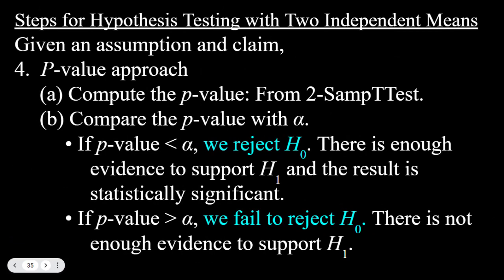Step 4, the p-value approach. This is the one we're going to use. First of all, we're going to compute the p-value from the 2-sample t-test. That's just an option on our calculator, so we'll find that. Next, compare the p-value with alpha. And remember, if the p-value is less than alpha, we will reject the null hypothesis. And that means there is enough evidence to support our alternative hypothesis, and the result is statistically significant. If the p-value is greater than alpha, then we will fail to reject the null hypothesis, and there is not enough evidence to support the alternative hypothesis.